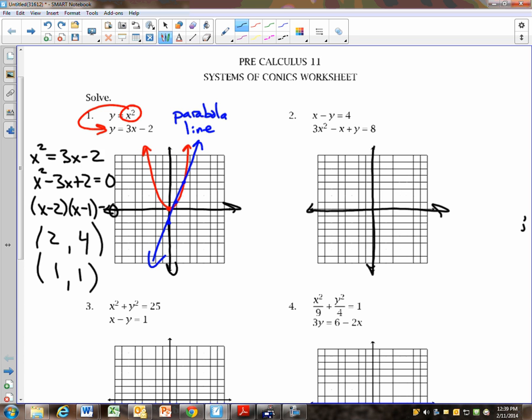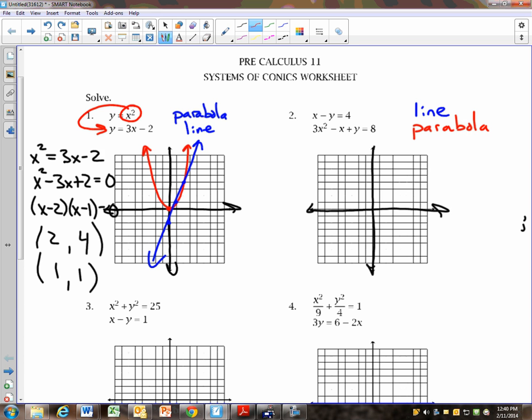Let's look at one that's not as straightforward, okay? Let's look at number 2. What's the first graph look like? Yep, it's a line. Second graph? Parabola. But they're not in the same form. Okay, the first one is in standard form. The second one is not in any form that we recognize.